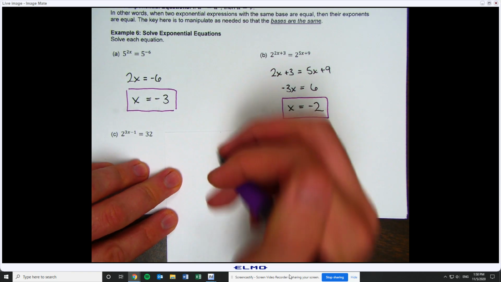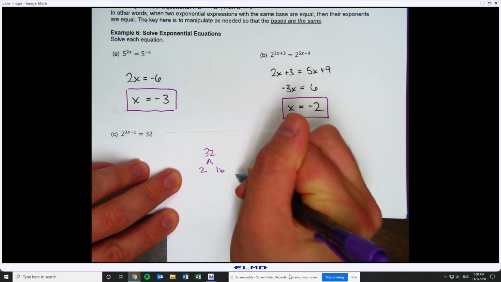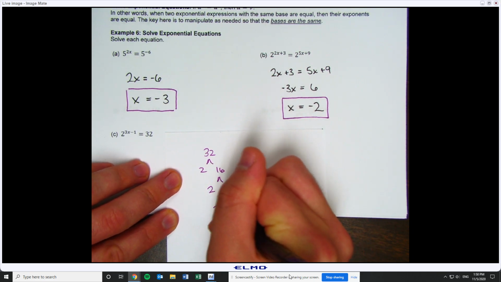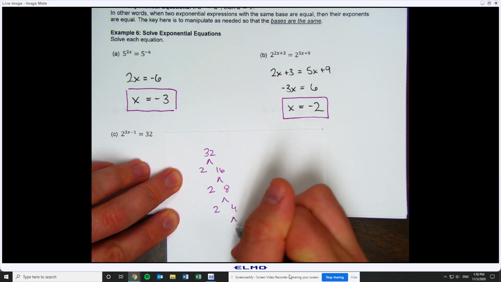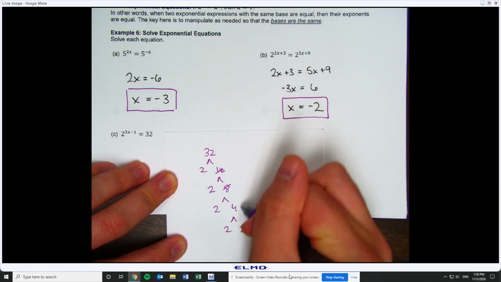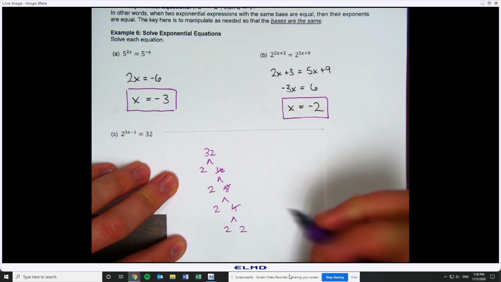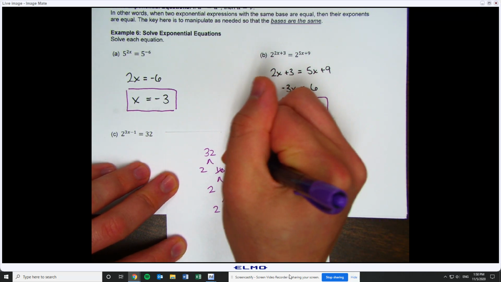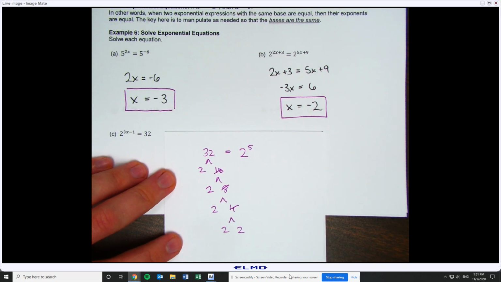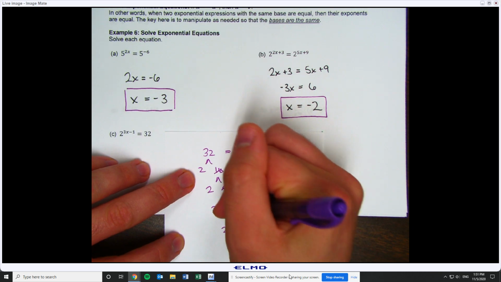So looking at 32, I know 32 is 2 times 16. Well, 16 is 2 times 8. 8 is 2 times 4, and 4 is 2 times 2. So I know that my factors here, 1, 2, 3, 4, 5, there are 5 2's. That means 32 is 2 to the 5th power. All I had to do was do a factor tree, and I could divide it by 2 every single time.